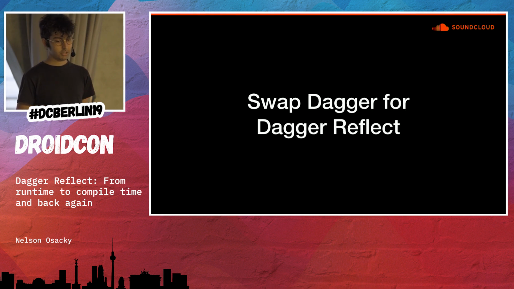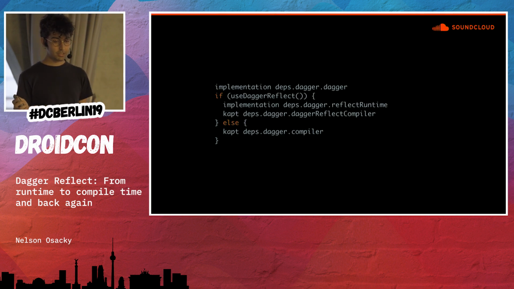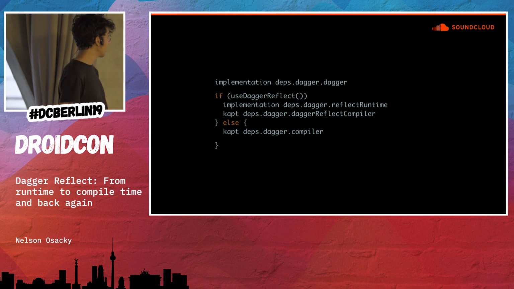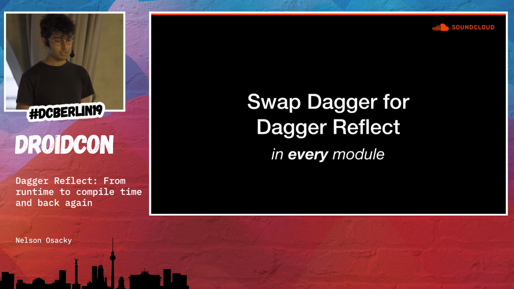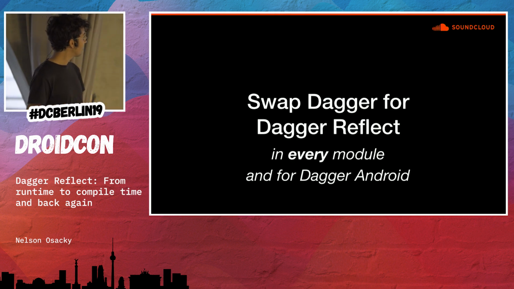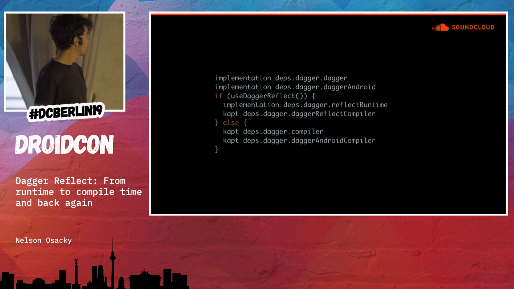But yeah, you also have to do this in every module. So it gets a little bit annoying when you have a large code base, just something to be aware of. Oh yeah, also if you are using the Dagger Android compiler, also remember to swap that. So yeah, that's a little bit of maintenance work you have to do as well. Oh, and then when you add a new module, you have to stick all that code in there as well.